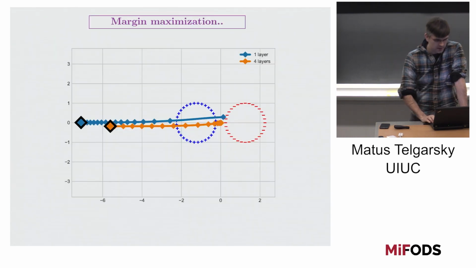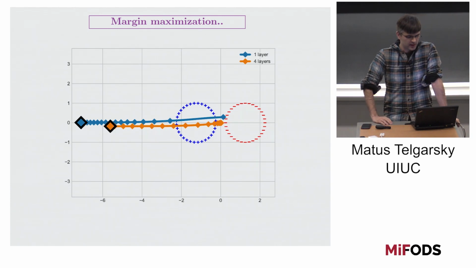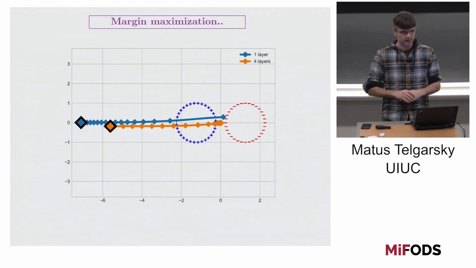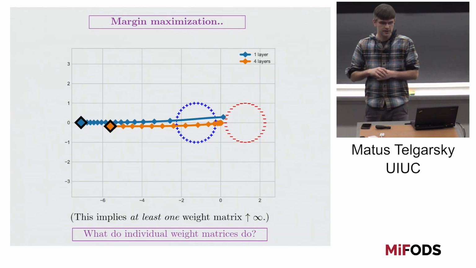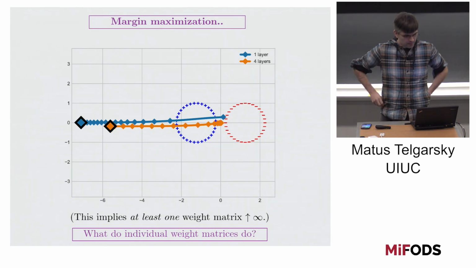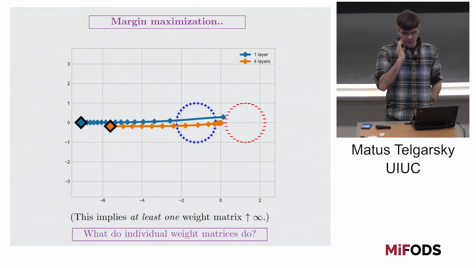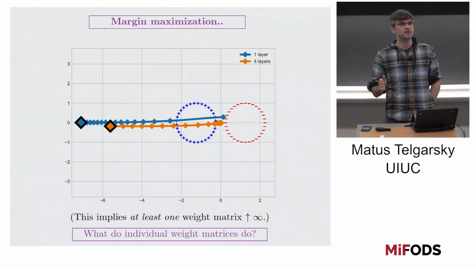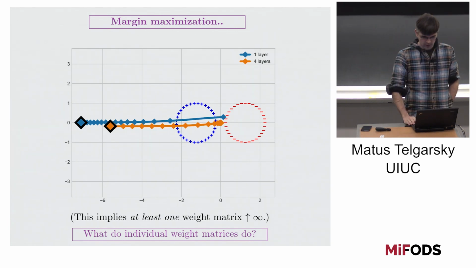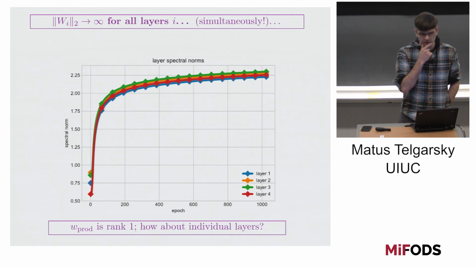OK, so let's go back to these pictures. Here's the picture I showed you at the beginning. There's the blue line, which is the gradient descent path of a one-layer linear network. And then there's the orange line, which is a four-layer linear network, where I'm just drawing the two-dimensional predictor. So we would like to understand what these individual weight matrices are doing. And the first comment, of course, is that because it's logistic regression, the solution is off to infinity. So we know that at least one of the weight matrices is going off to infinity.